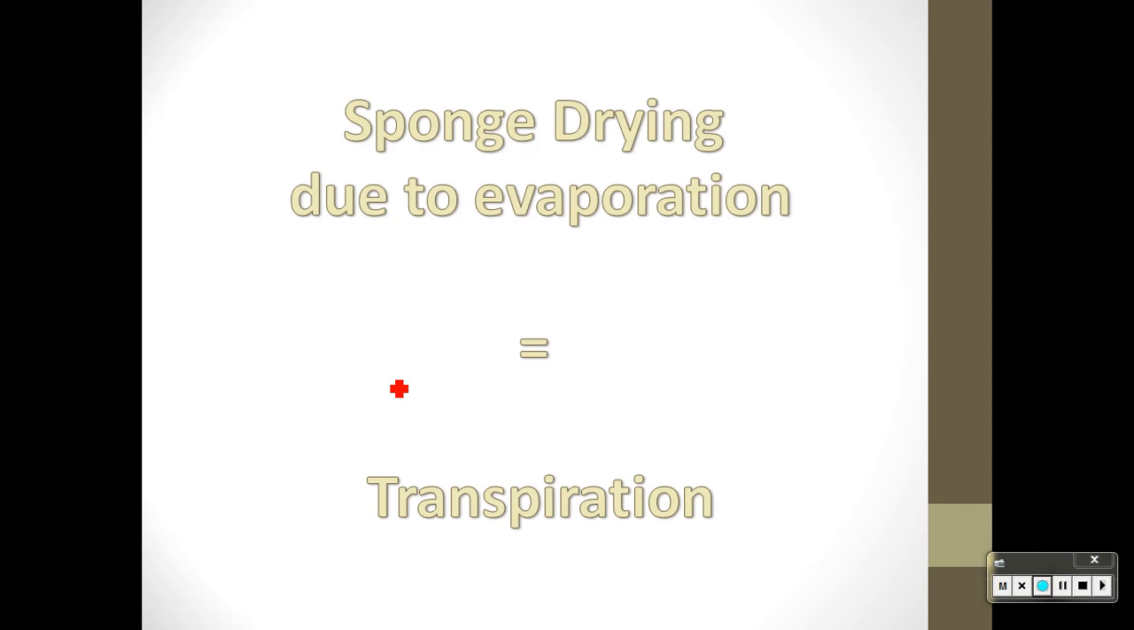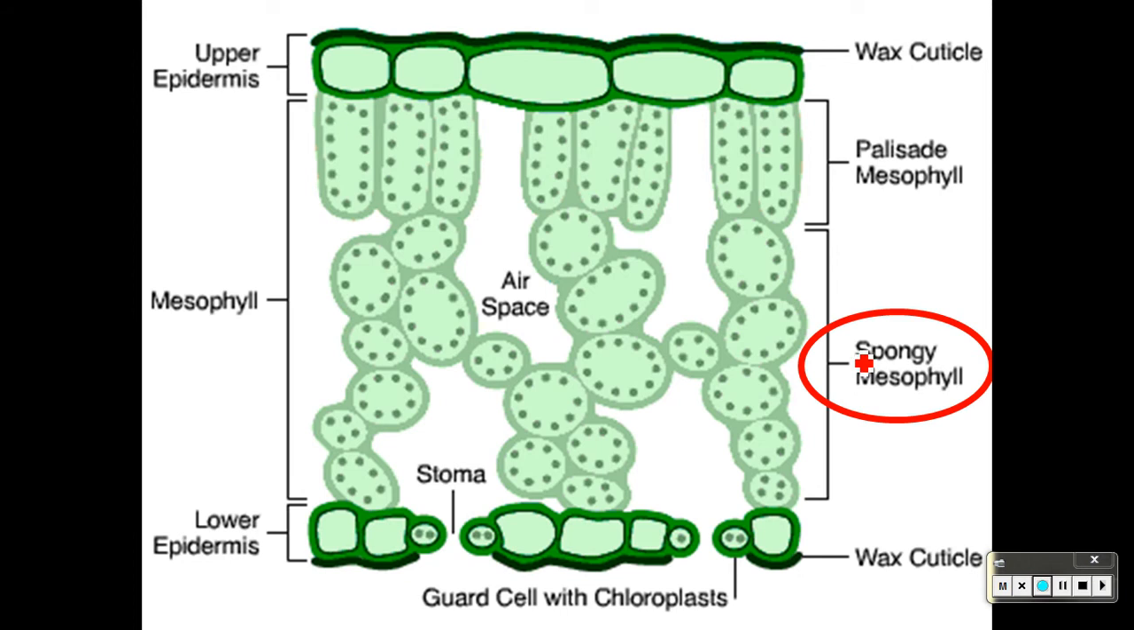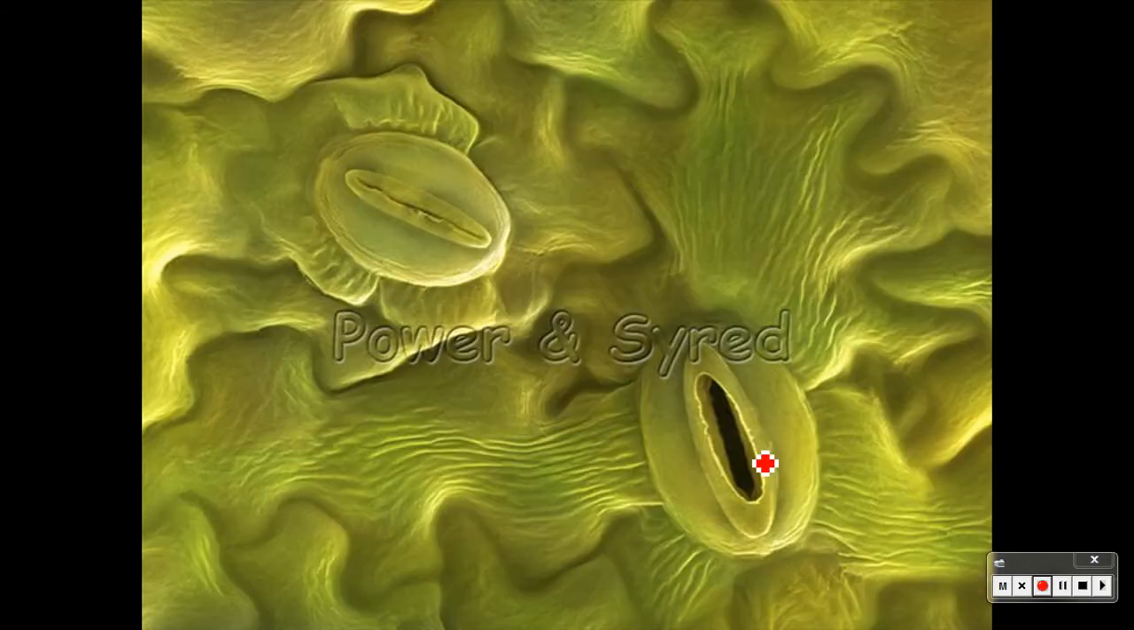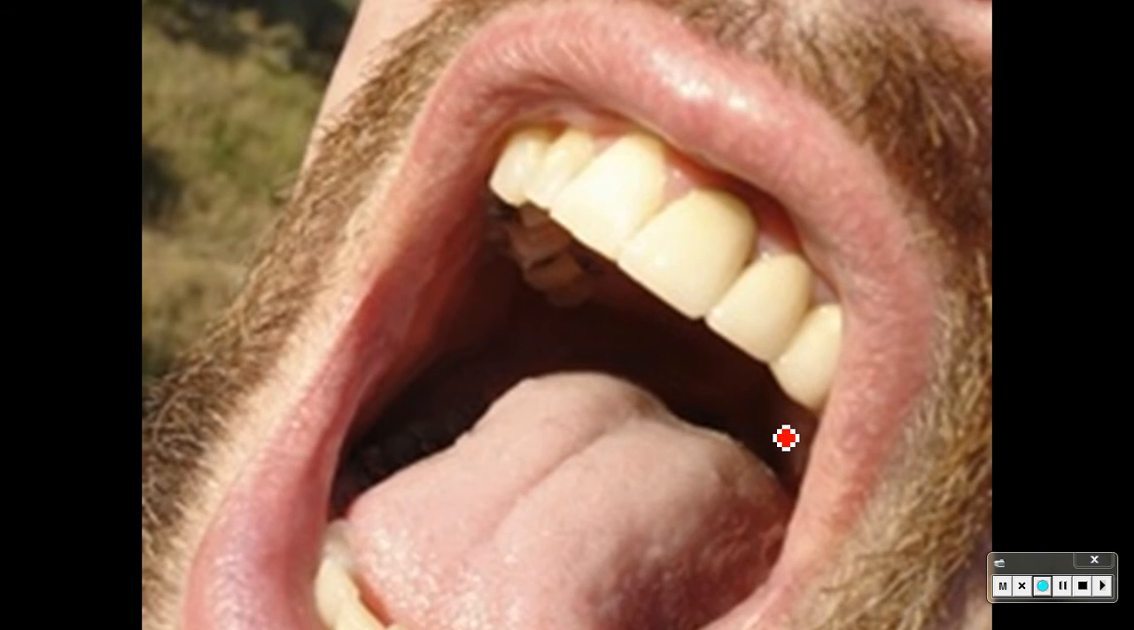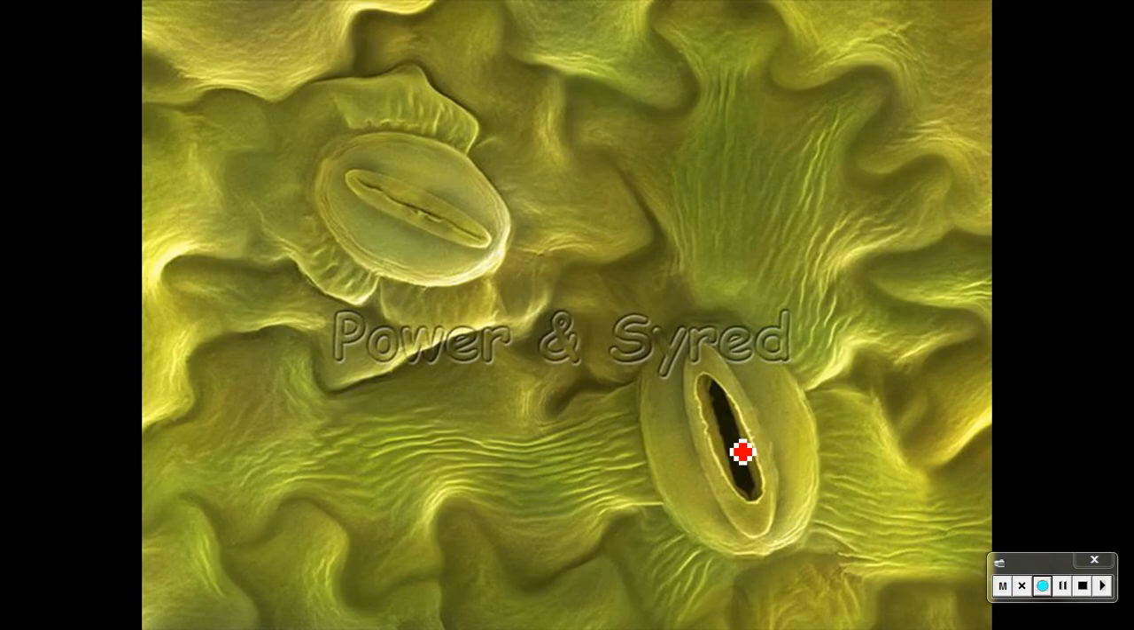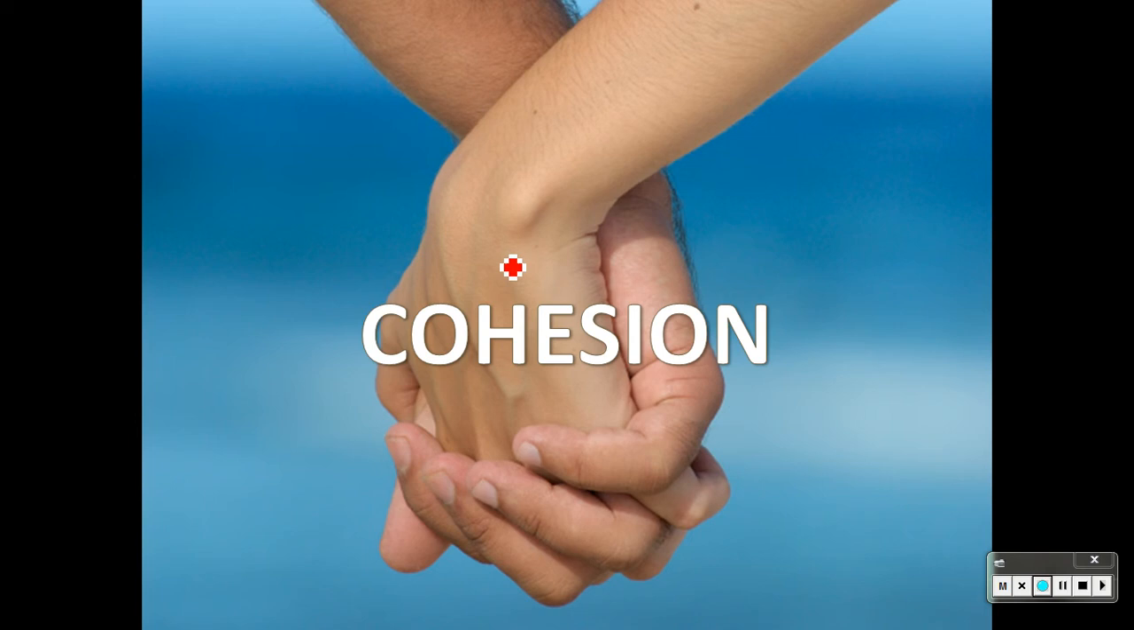So the sponge drying is the same as transpiration in a plant. Whatever situations can make a sponge dry will make a plant dry as well. Okay? So it's all about the spongy mesophyll. The stomata are kind of like the plant's mouth, opening up, open, closed. We talked about it's open when the water goes in, and it's closed when the water comes out. So the plant can control whether its stomata are open or closed based on how much water it pumps into its guard cells.